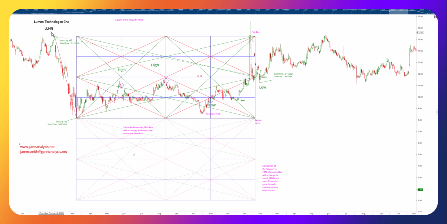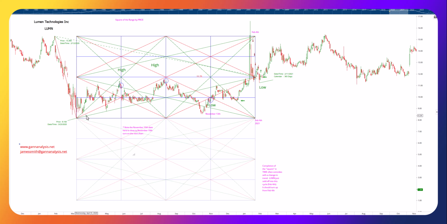LUMN is the ticker. Today we're going to show you how to do the square of the range by price. We take a swing high. We're going with the February 2020 high and the March 23rd 2020 low. And then we project this square.